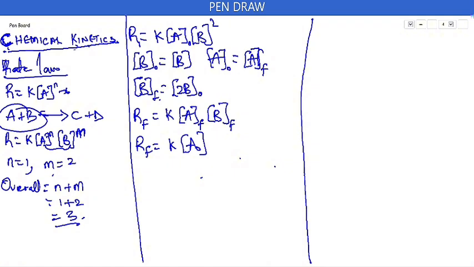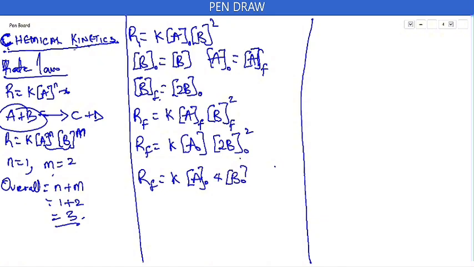We want to write it in terms of A naught. And then what's our BF? 2B naught. Just don't forget this is raised to power 2 from the question. This is 2B naught raised to power 2. So at the end of the day, I'm going to have my ROF equal to K, A naught, and 2 raised to power 2 gives us 4. So I can bring the 4 out, and then we have B naught raised to power 2. Very good.